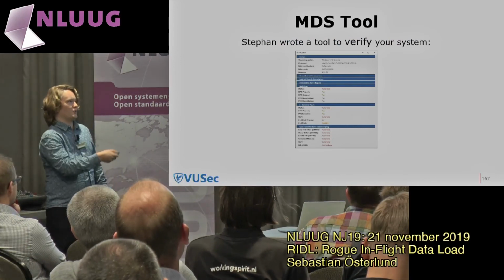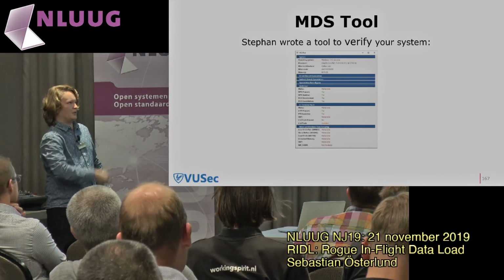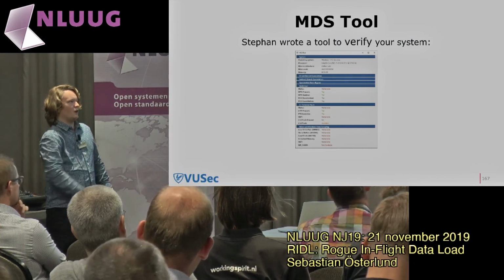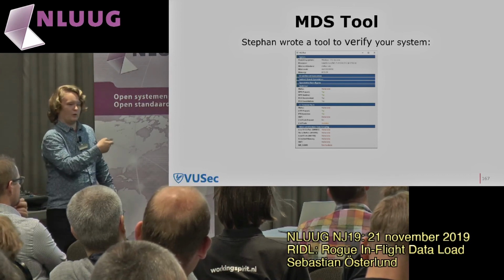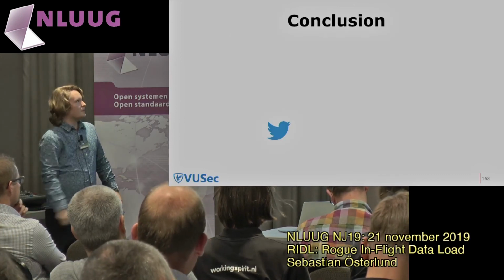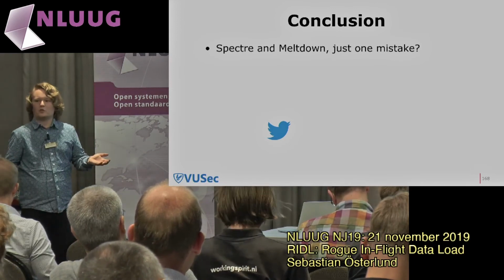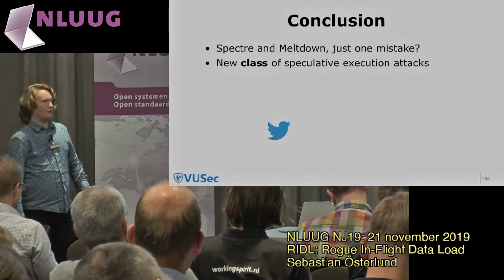We also have a nice tool which works on Windows, Linux, and also Mac OS, I think, where you can see which hardware features are enabled and disabled and how vulnerable you are to these kinds of attacks. So, in conclusion, with Spectre and Meltdown, we thought it was just one mistake that Intel fixed.